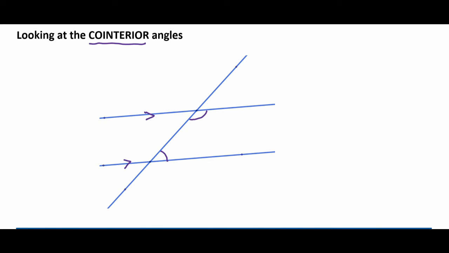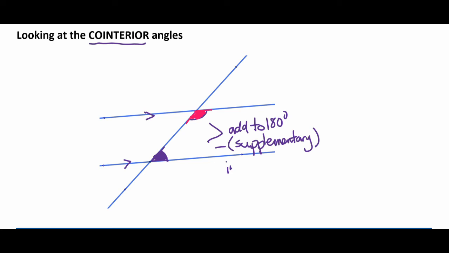Now, could they be equal? This one is acute. Is that one acute? I don't think so. It's clearly obtuse. So cointerior angles are not equal. But remember the other thing we noticed? We noticed that they add to 180 degrees. And the word, of course, that we want there is supplementary. So many words in geometry. So the cointerior angles are supplementary in parallel lines.